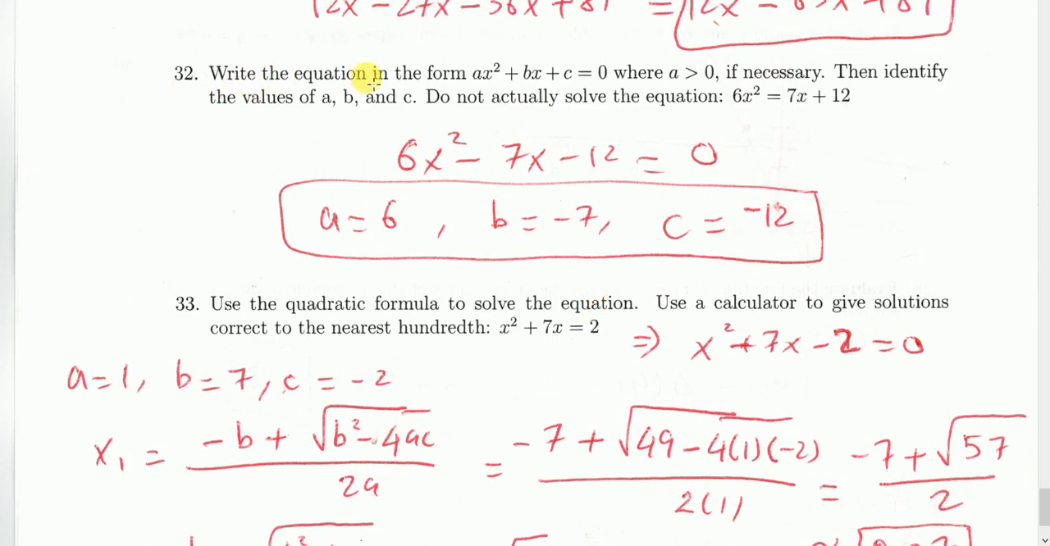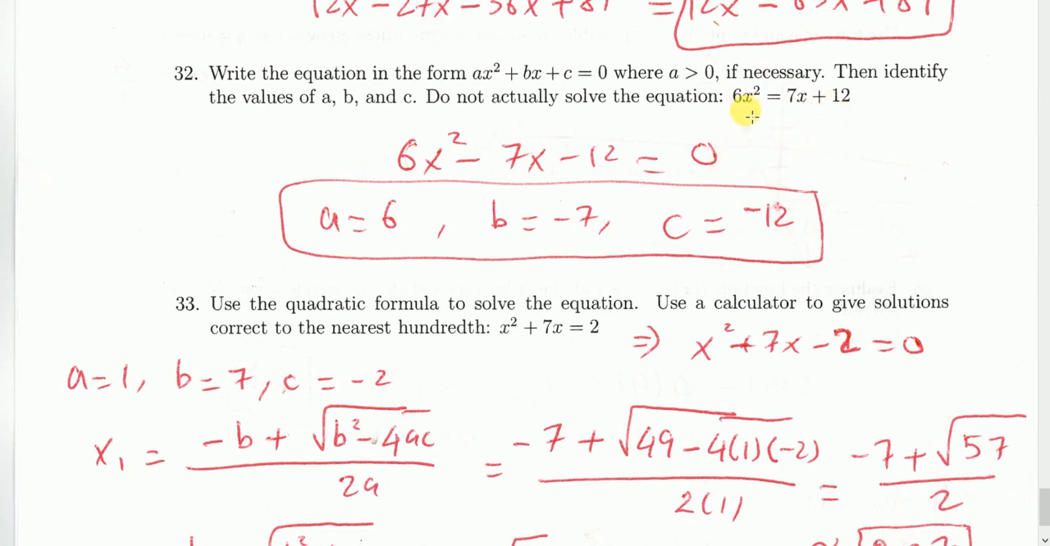Write the equation in the format of ax squared plus bx plus c equals 0, where a is bigger than 0, if necessary. Then identify the values for a, b, and c, but do not solve the equation. So first, we need the right hand side equal to 0 in order to match this format. So let's move 7x and 12 to the left side. So minus 7x and minus 12 on the right side give you 0.